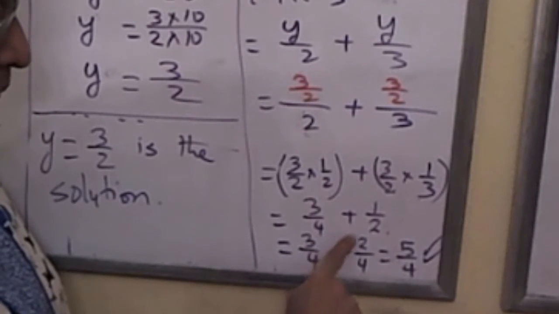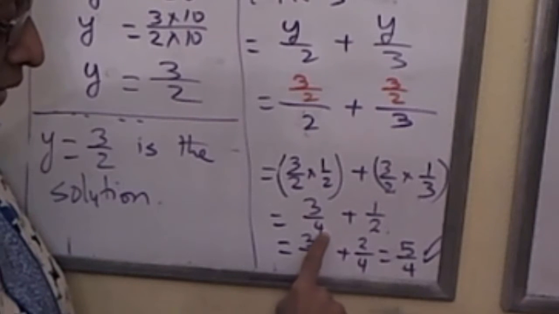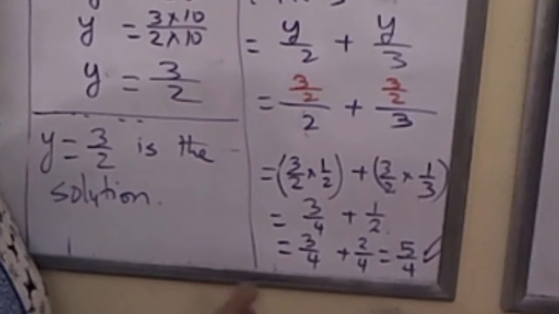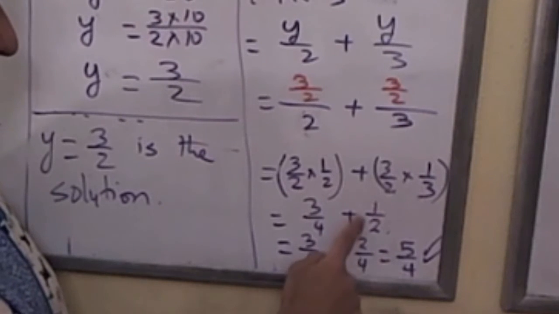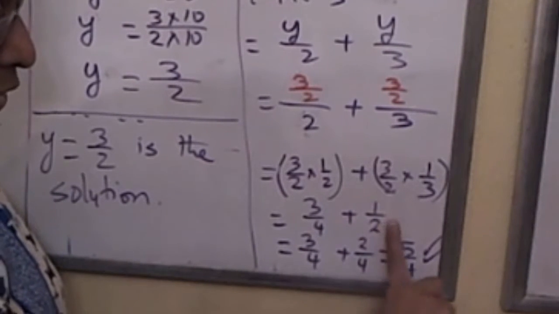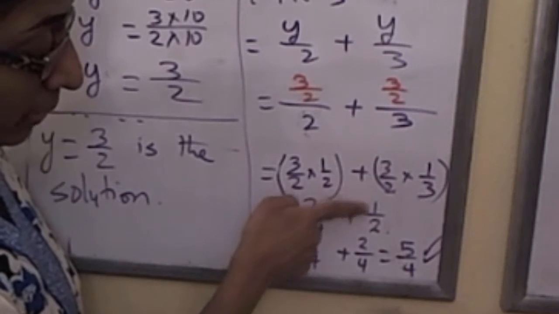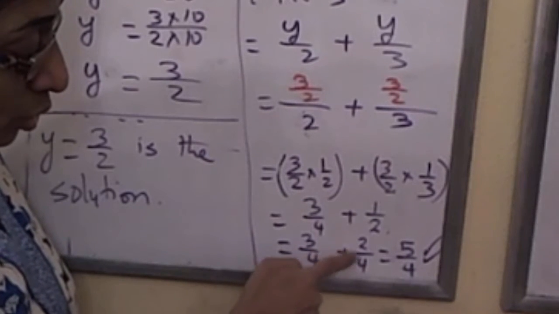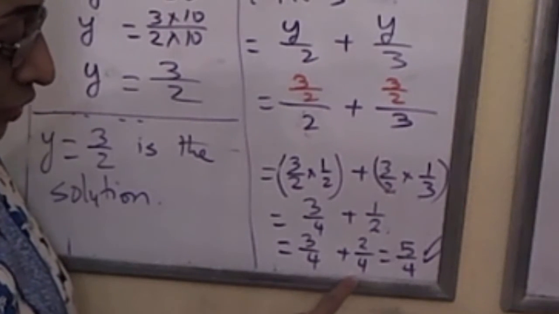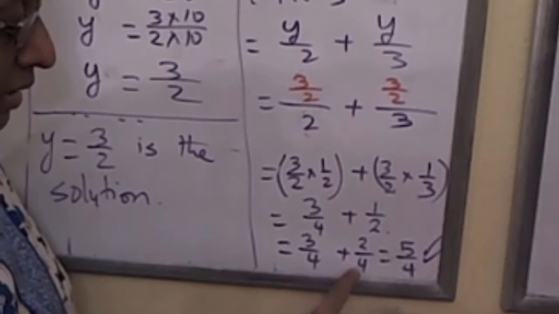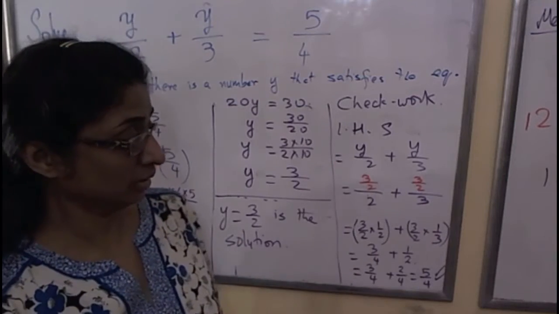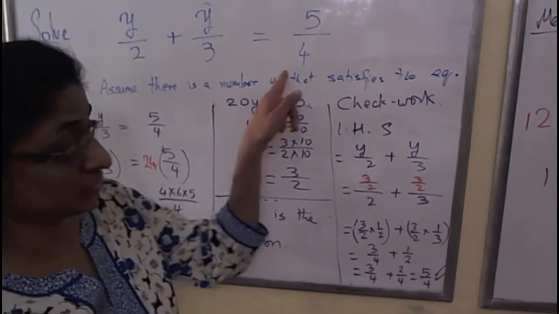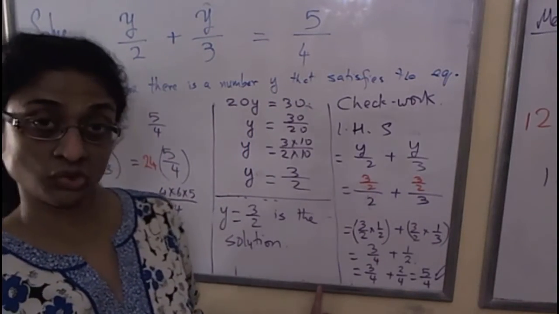And now it's 3/4 plus 1/2. At this time, we do not have a common denominator. So by using the fundamental fact about equivalent fractions, you can create the common denominator. You can multiply 1 over 2, top and bottom, by 2 to get 2 over 4. Now you have fractions with the same denominator. You can add them, and you get 5 over 4. So it looks like y equals 3 over 2 does satisfy the equation, and we get to say it is a solution.